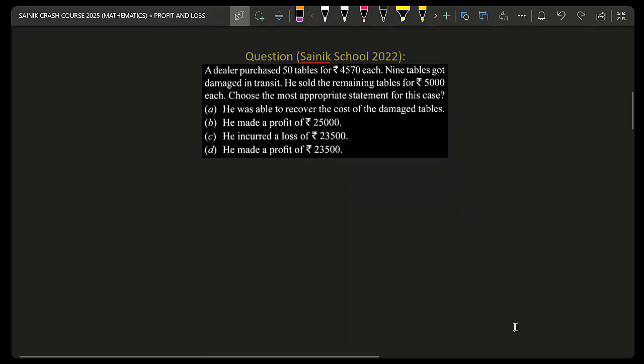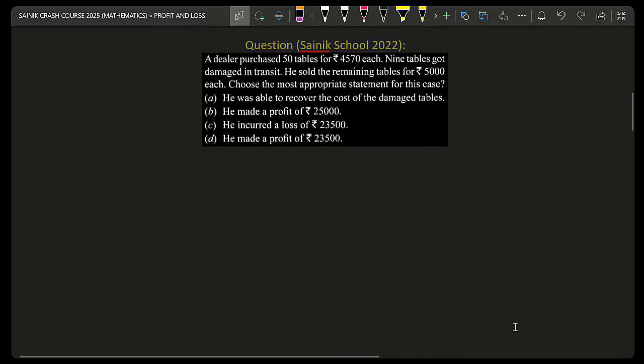This question came in the 2022 exam. A dealer purchased 50 tables for 4,570 rupees each. 9 tables got damaged in transit. He sold the remaining tables for 5,000 rupees each. Choose the most appropriate statement for this case. So we read the options. Who will answer this question? Jashvi, can you read it?